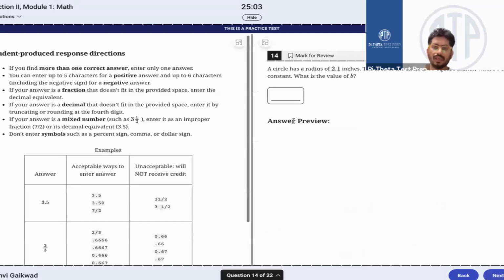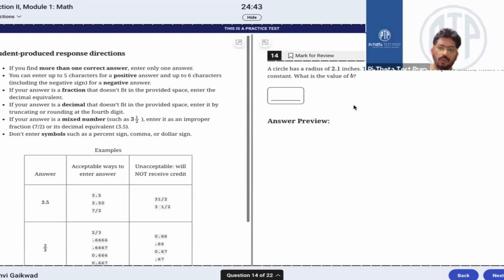The circle has a radius of 2.1 inches. The area of the circle is b pi square inches, where b is a constant. What is the value of b? Always try to read the question once, then slowly read line by line to understand, because we can just eliminate if we have options, right?